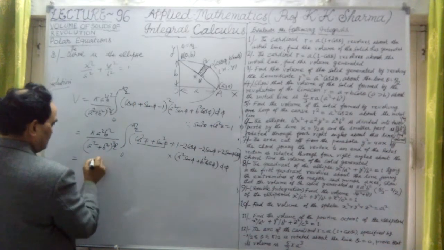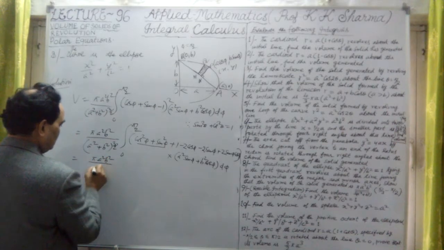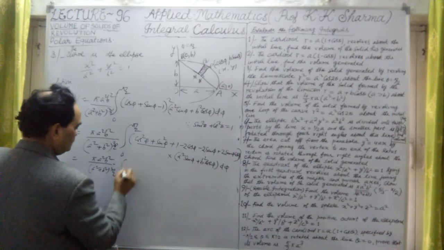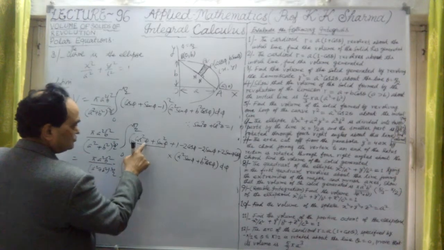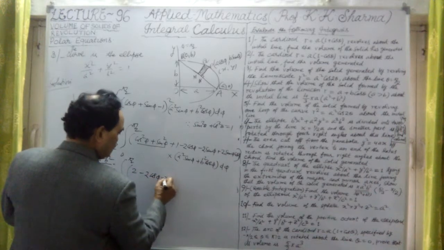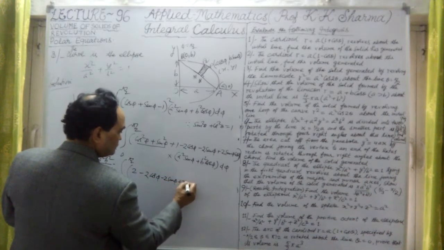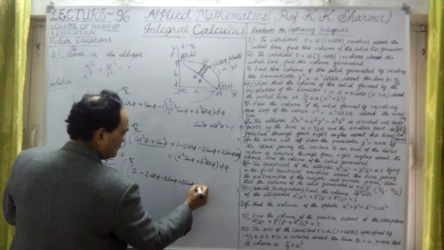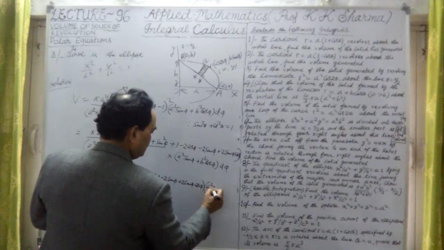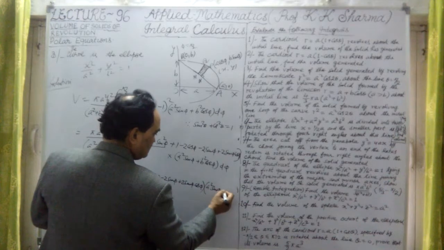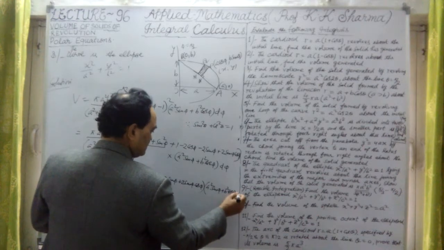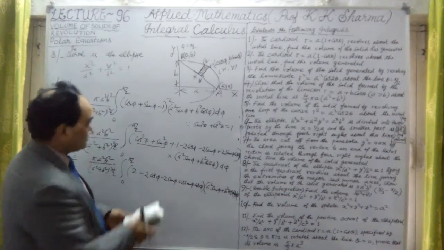It will give us pi a square b square divided by a square plus b square whole power 3 by 2, limits 0 to pi by 2. Then in the bracket it is 1 plus 1, 2: 2 minus 2 cos phi minus 2 sin phi plus 2 sin phi cos phi, multiplied by a square sin phi plus b square cos phi, into d phi. This is the value. Now let me solve it here.